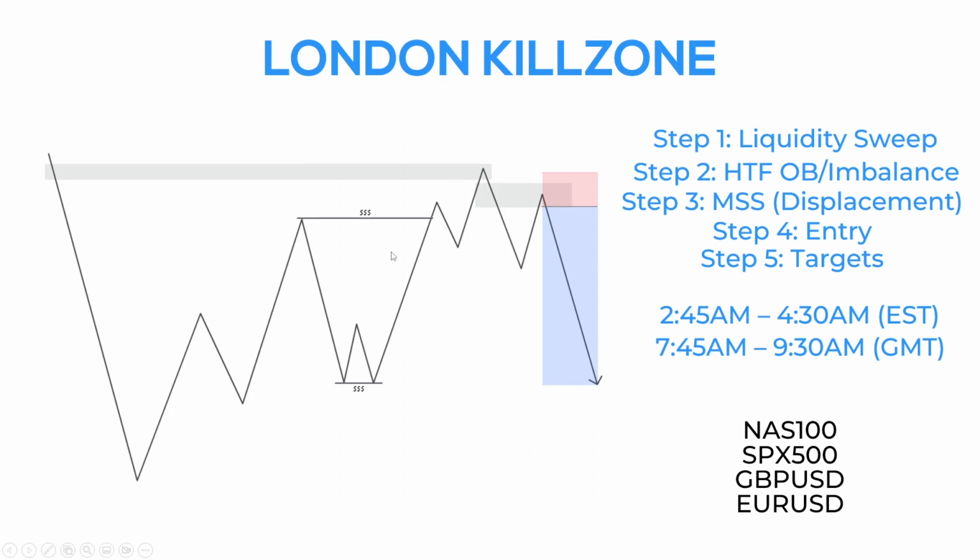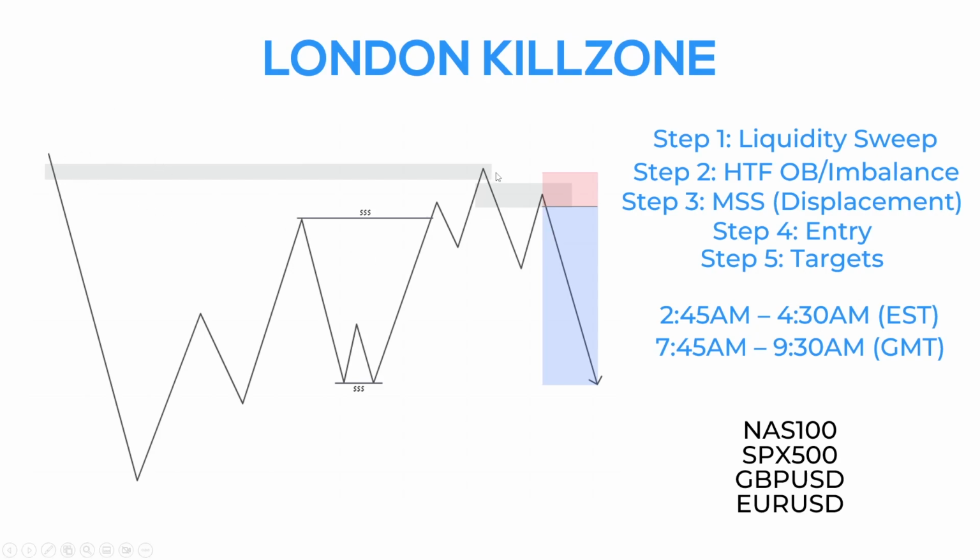So the first step that we look for is obviously a liquidity sweep, and in order for there to be a liquidity sweep, what we want to do is mark out our liquidity. So you can see we have a high here and we have some equal lows right here. Now once we have our liquidity sweep, which is right over here, the next thing we want to look for is a higher time frame order block or imbalance in the market. Now this is an extremely important step as the London Killzone is based off of a higher time frame order block or imbalance because it gives you a lot more confidence for your trade. You can see here we have an order block right up here.